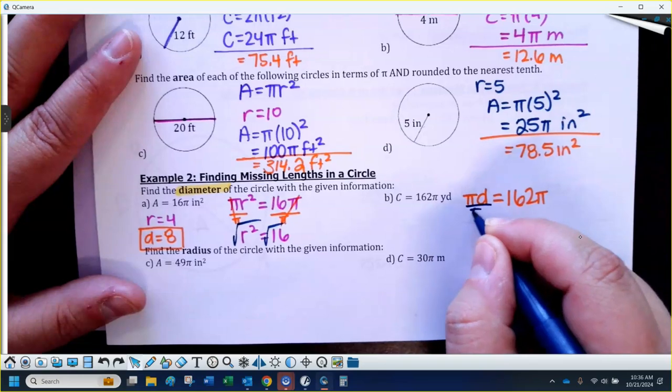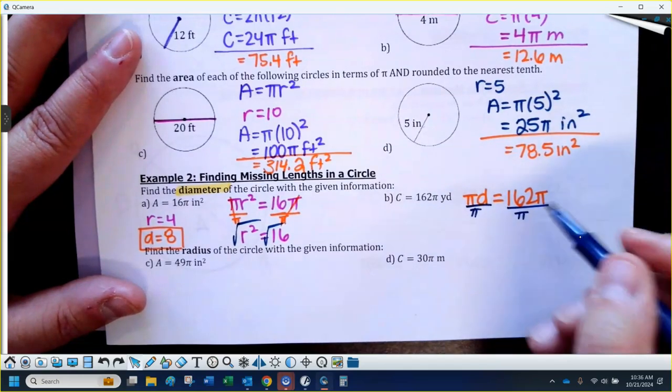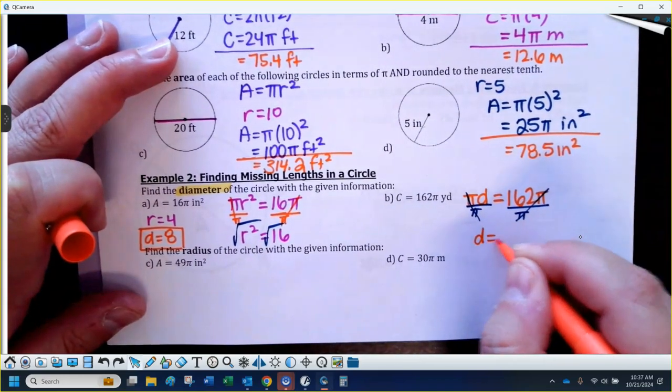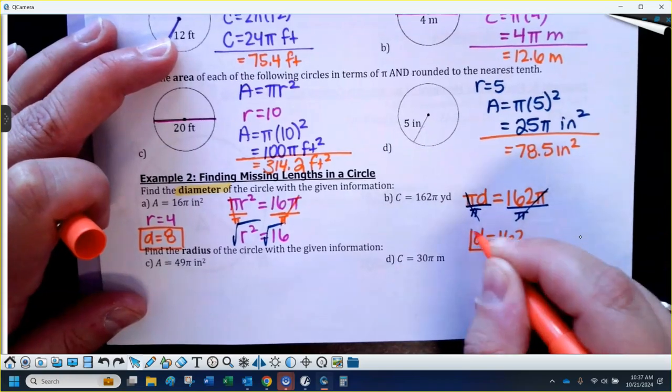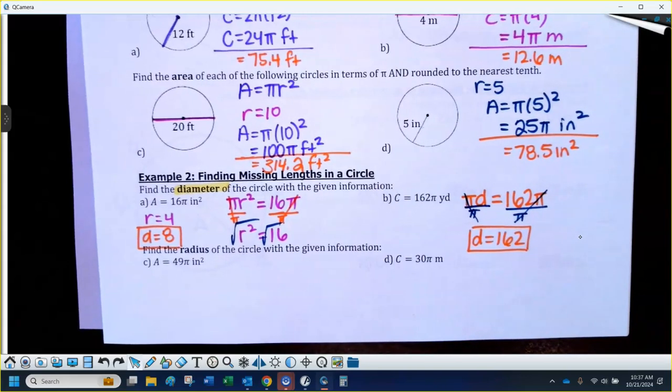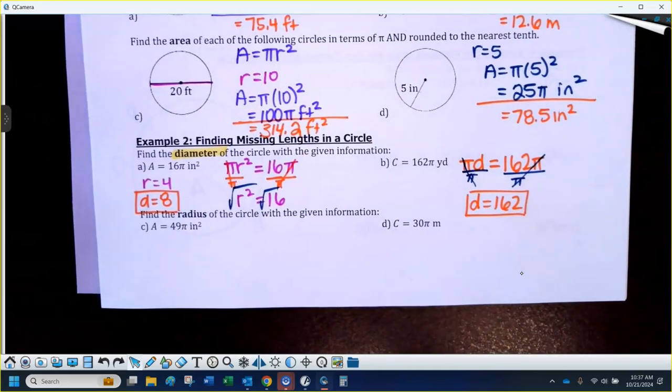All I'm going to do, same thing I did on that last question, I'm going to divide by pi, and it actually cancels out on both sides, and then you literally don't even have to do anything else. The diameter is 162, and that's your answer. Once you set these up, they're not usually too bad to solve. You just got to make sure you pick the formula for either area or circumference that you think would be best for the question. So this one says find the radius now.